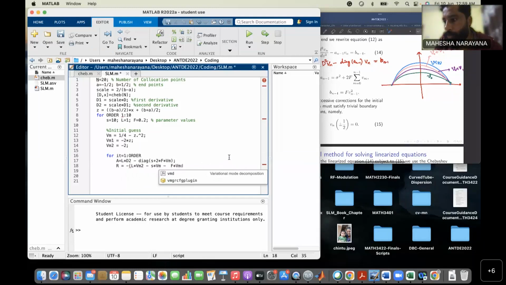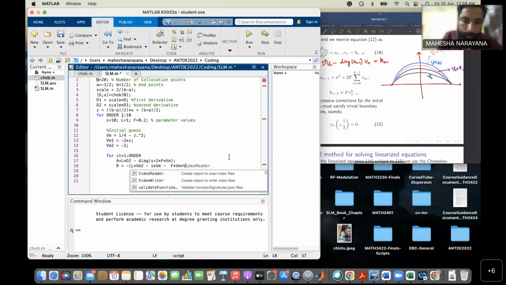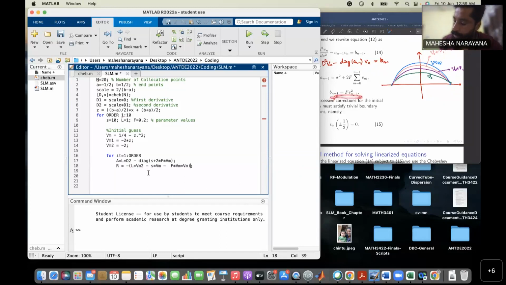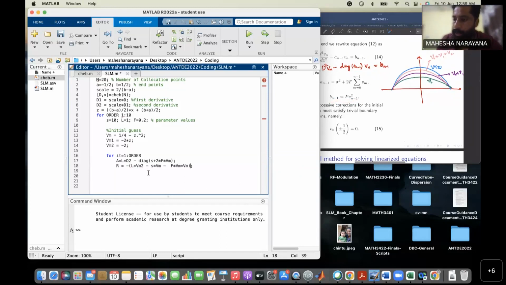So that is done. Your R is defined, the right hand side vector. So the simplification of that is shown here. You could use any of that. Okay, so this one or whatever is shown. Now this is the definition of matrices.